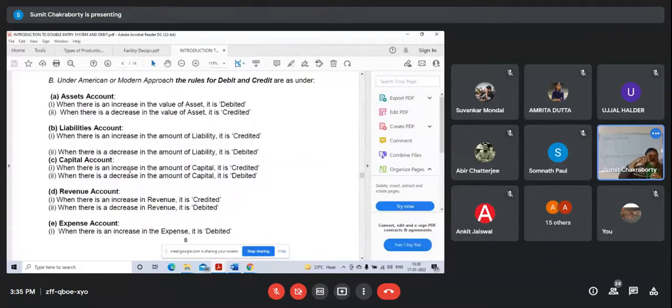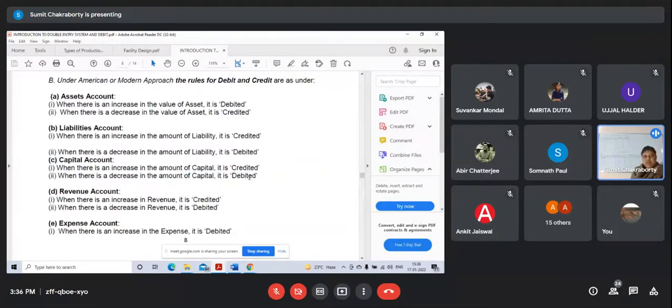Assets account. When there is an increase in the value of the asset, it is debited. When there is a decrease in the value of the asset, it is credited. Liabilities account. When there is an increase in the amount of the liability, it is credited. When it is decreased, it is debited. Capital account. When there is an increase in the amount of capital, it is credited. When there is a decrease in the capital account, it is debited.